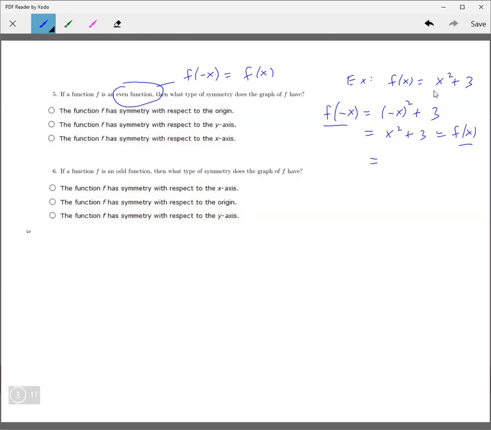And this one, the graph's going to look like this. And it's symmetric with respect to the y-axis. And all even functions are symmetric with respect to the y-axis. That's going to be this answer here. Odd functions have the property that are defined this way. So f of negative x is equal to negative f of x. And an example would be x cubed. Let me call it g.